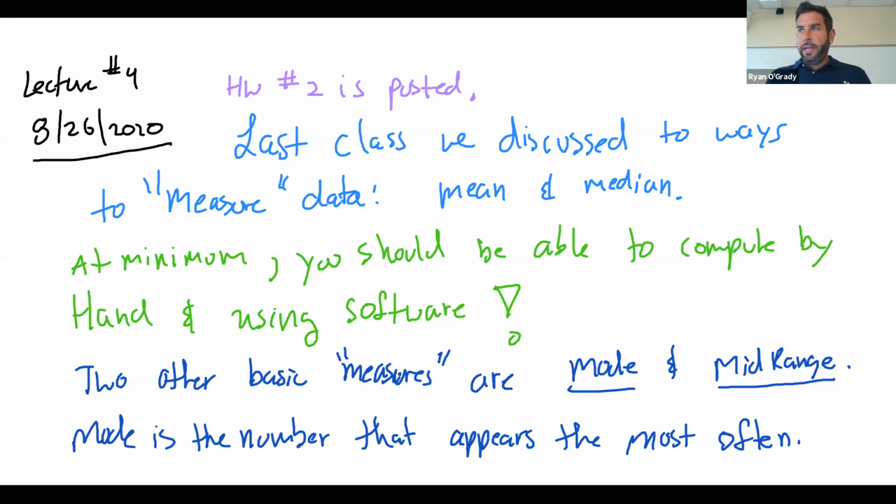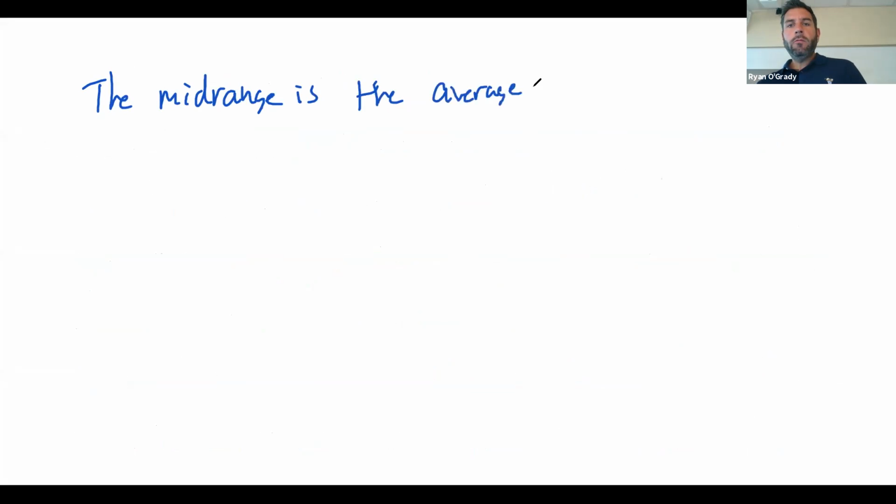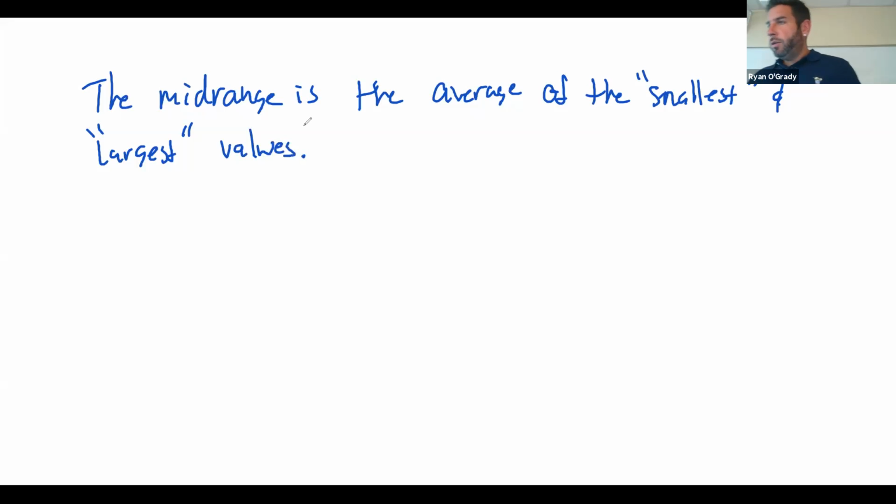Then what's the mid-range? Well, the mid-range is the average of the "lowest" or the "smallest" and "largest" values. So why am I putting those words in quotations?